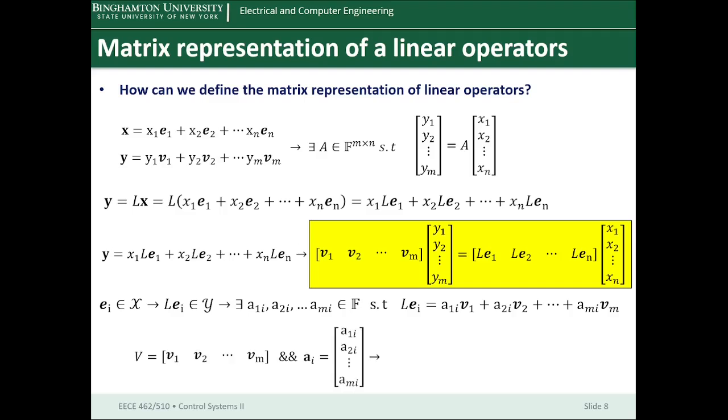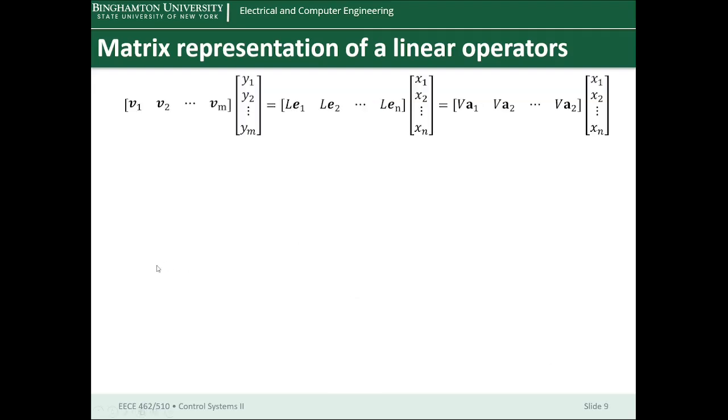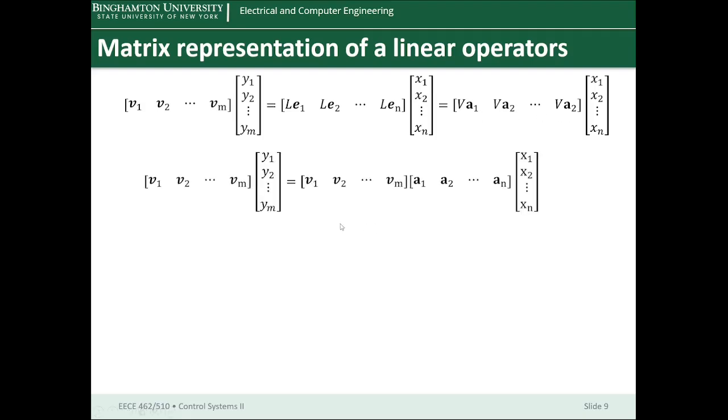If we arrange v1 through vm as columns of a matrix, call it capital V, then each coordinate vector ai, the one with entries a1i through ami, tells us that L of ei can be written as V times ai. Now let's put this back into our earlier equation for y. Instead of writing L of ei directly, we write it as V times ai, like this. And we can factor out the matrix V, like this.